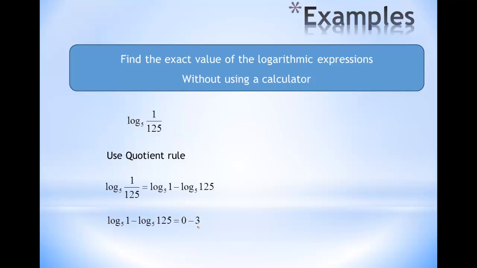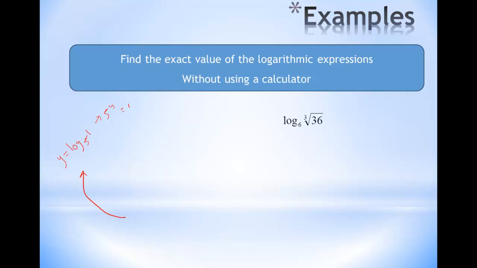Again, if you get confused and you're not sure what the values are, rewrite something like this: y equals log base 5 of 1. Well, that means that 5 to the y is equal to 1. In that situation, we write it in exponential form. Sometimes it's easier to see. Okay? Let's do another one.